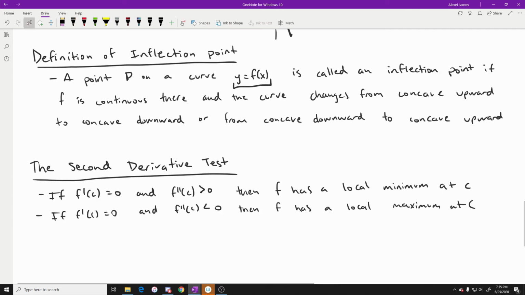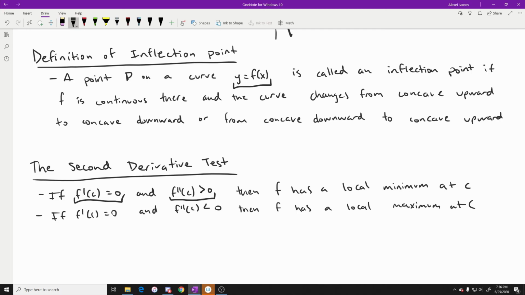And lastly, this brings us to the second derivative test. Likewise with the first derivative test, when you're testing for local maxes or mins, the second derivative test does a similar thing, except we build on it and we use the concept of concavity to show why something is a local max or a local min. So the two points for the second derivative test are that if f prime at c is equal to 0, meaning that this is a critical value, and f double prime at c is greater than 0, then f has a local minimum at c.